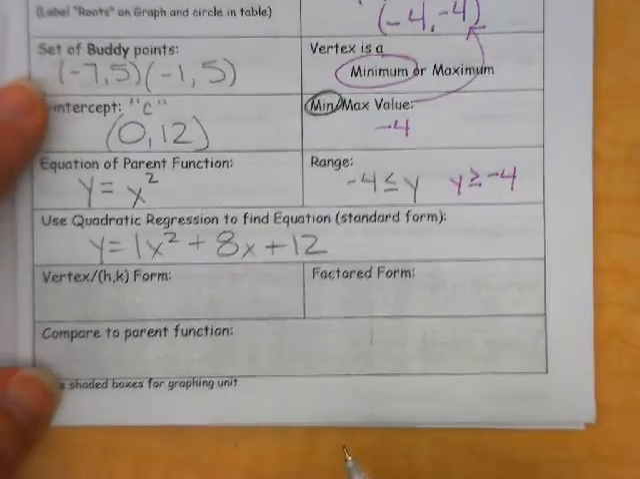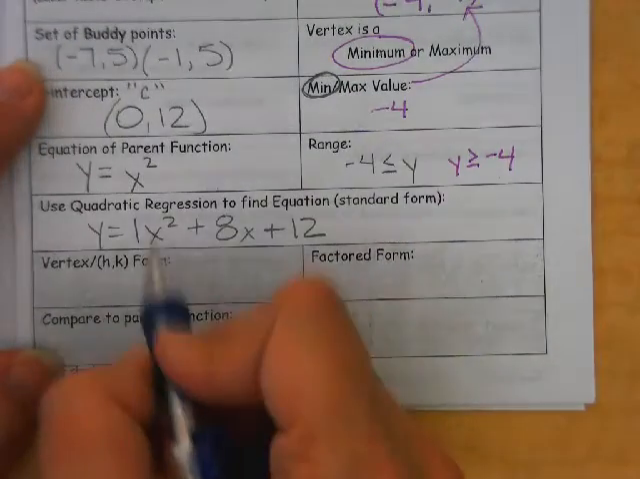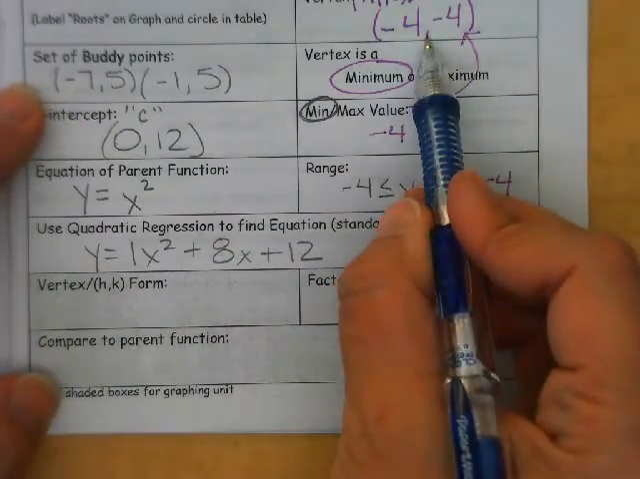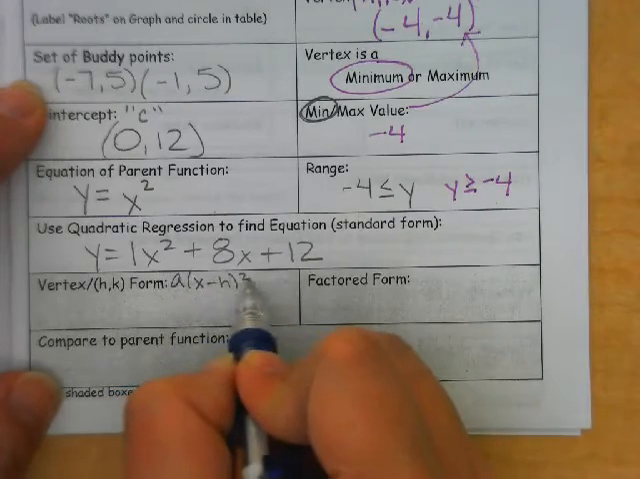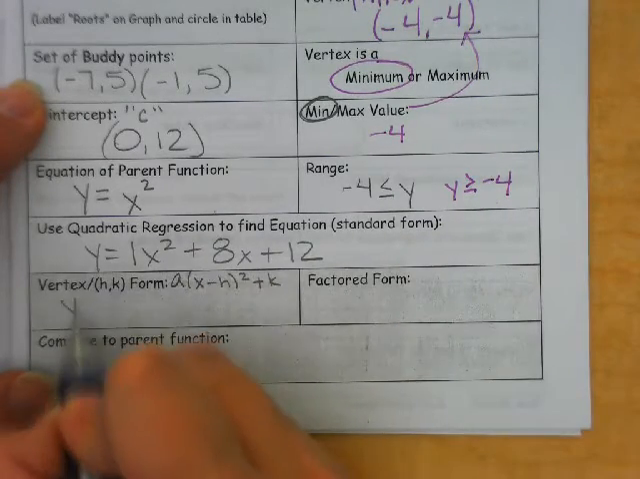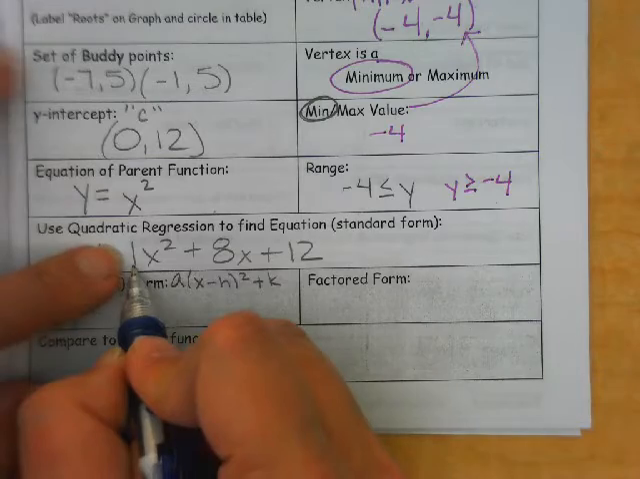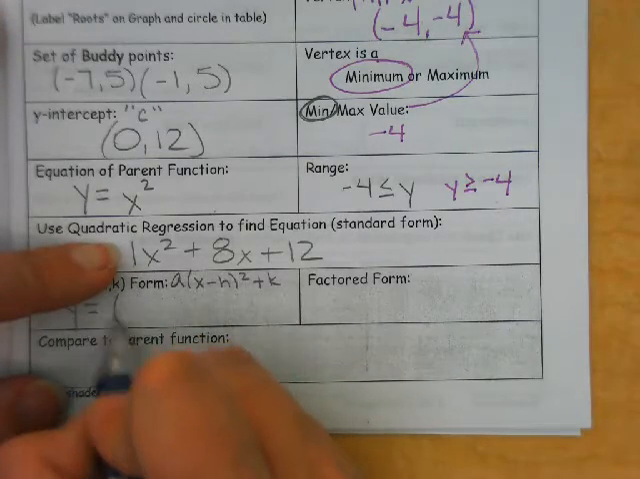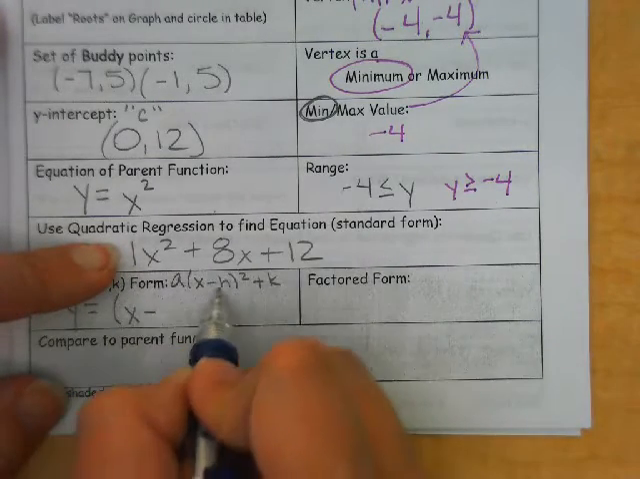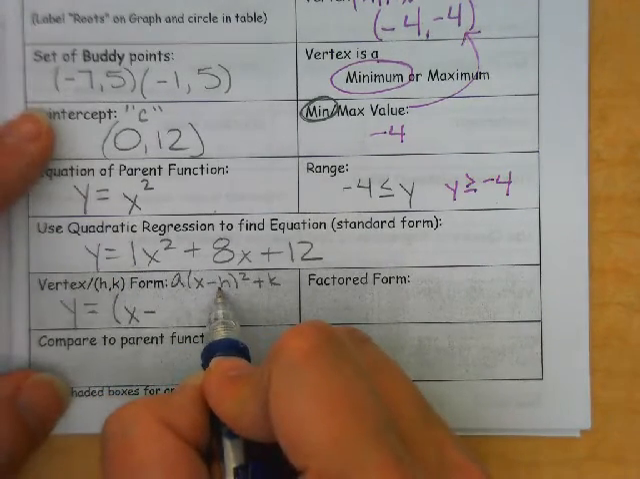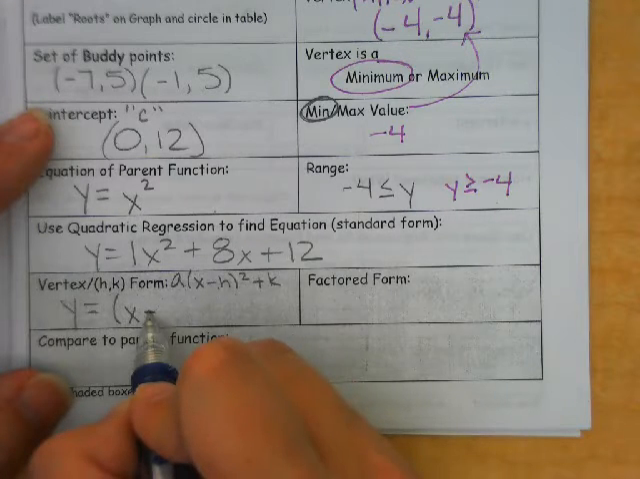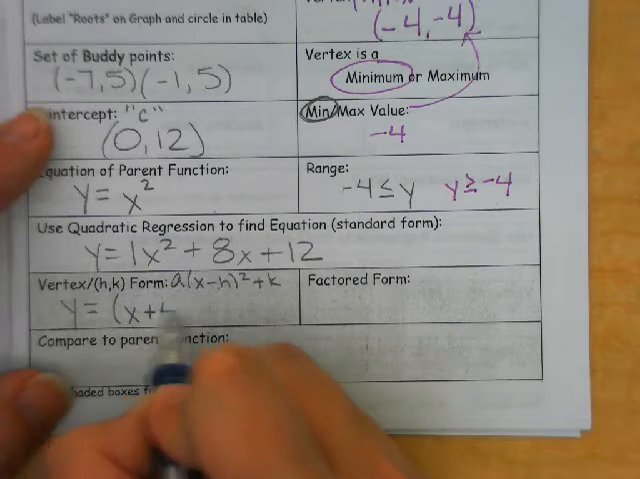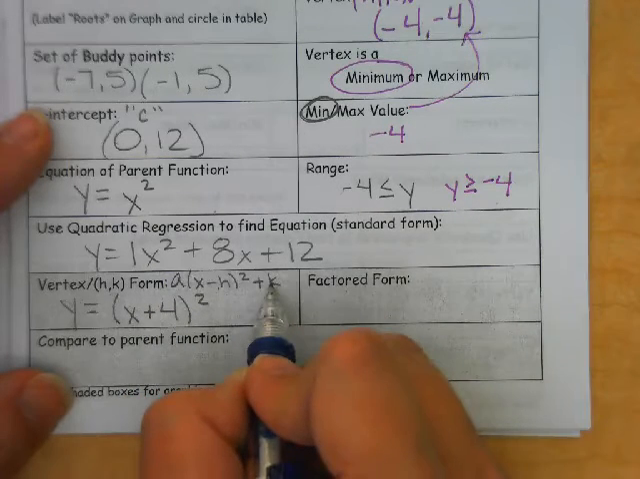We can do vertex form, right? It's just our hk. So let's write it: parentheses x minus h quantity squared plus k. So a is 1. We just got that on our previous. We don't have to write it. X minus, what was h? What was our axis of symmetry, our x value on our vertex? So minus a -4 becomes a +4 quantity squared. What's our k?